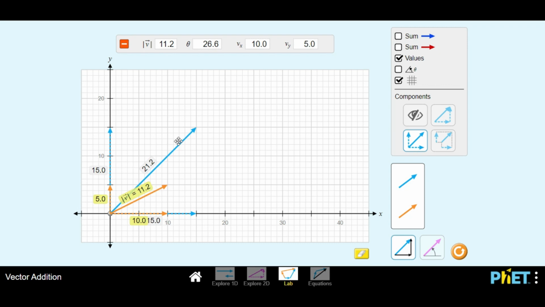So to find the resultant from these two vectors, we can simply add. For the x-axis, we have 10 and 15, which is 25. And for the y-axis, we have 15 and 5, which is 20. So to find the resultant, we can use the Pythagoras formula to find the hypotenuse, when the sides are 25 and 20. Then we will get the resultant.